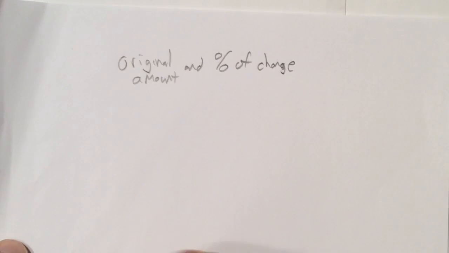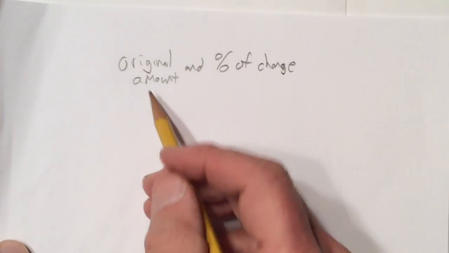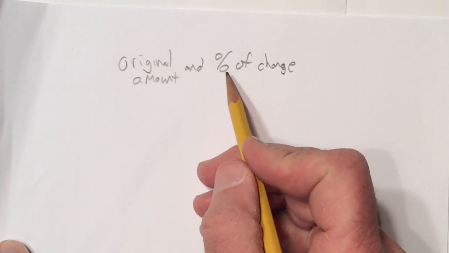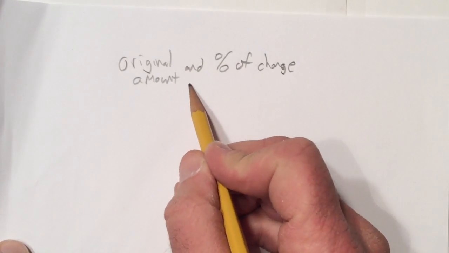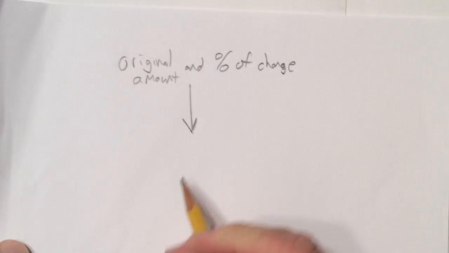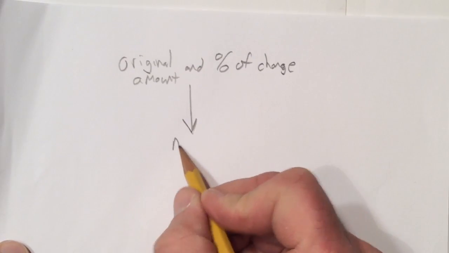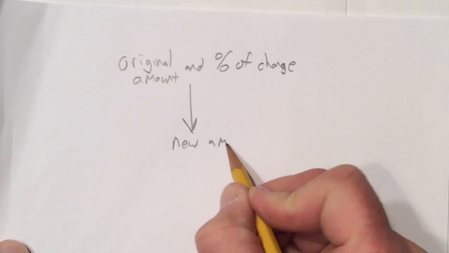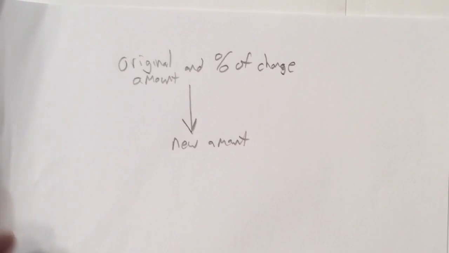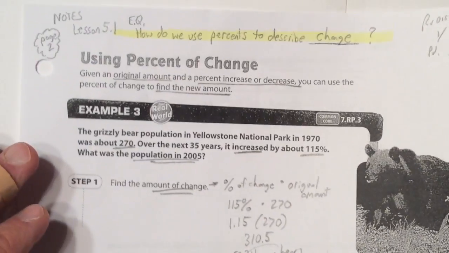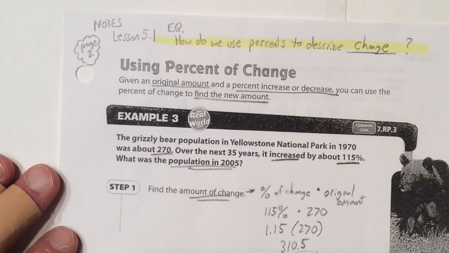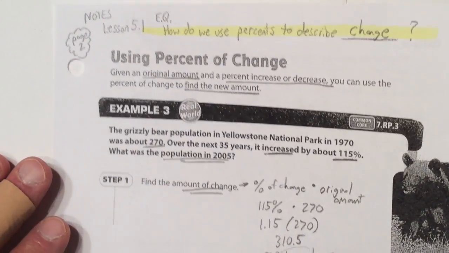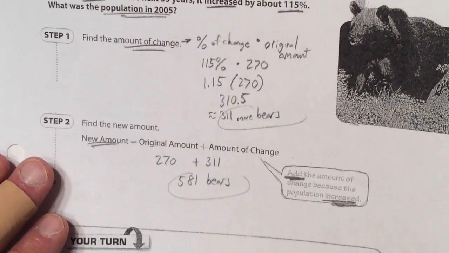The second type of problem we discussed in lesson 5.1 is when we were given the original amount and a percent of change. And when you're given those two values, you want to find the new amount. And we used our notes from the second day to do problems like this.